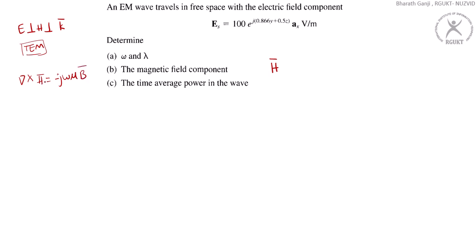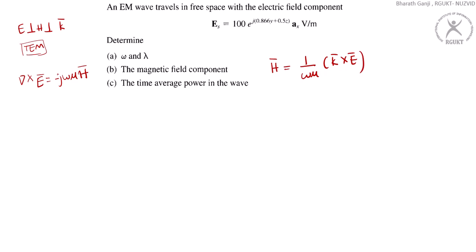I'm sorry, my bad: del cross of E bar is equal to minus j omega mu times of B bar. This is the phasor notation of Faraday's law. I think I'm making many mistakes today. So del cross of E is equal to minus j omega mu into h bar. From here you can calculate the value of h bar. We have done this derivation, and in fact we have proved that h bar is given by 1 by omega mu, k bar cross E bar.